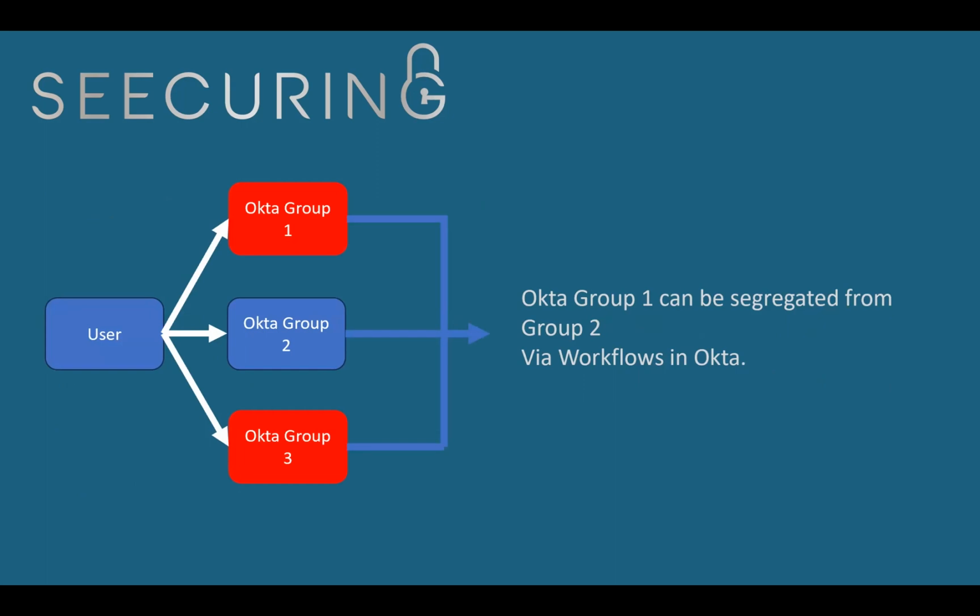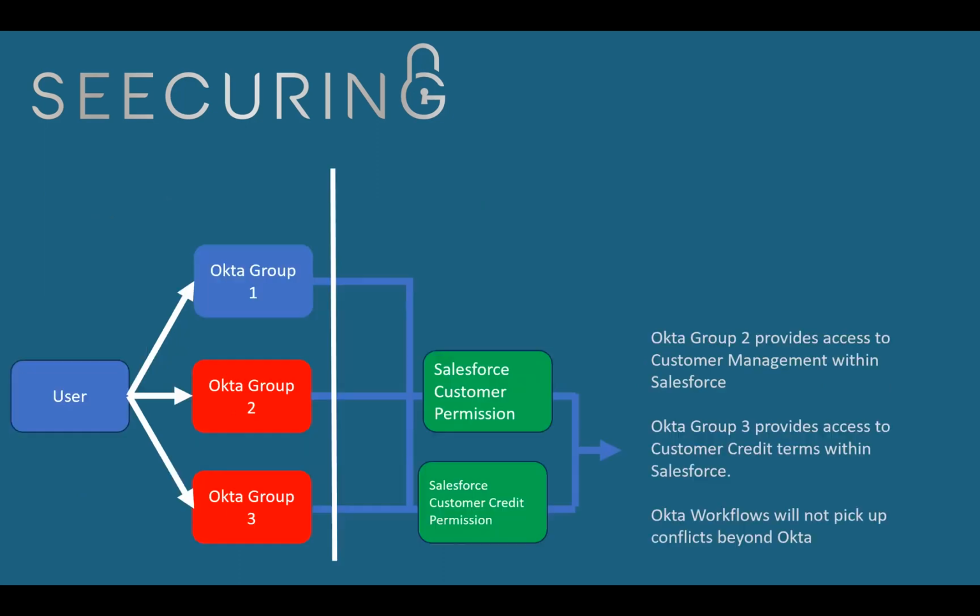Let's go into it. So in Okta, we create groups, and those groups can be assigned to an application like Salesforce, like NetSuite, like SAP, whatever it happens to be. And we can create a segregation of duty workflow that says we want to know if a user gets given Okta Group 1, and in this case, Okta Group 3, because for whatever reason, we don't want one user having both of those.